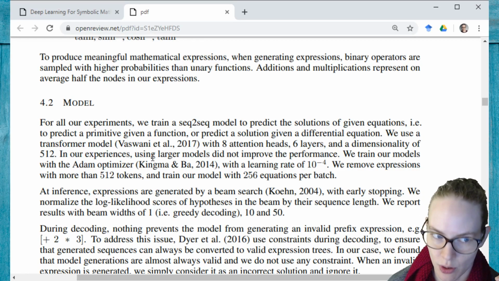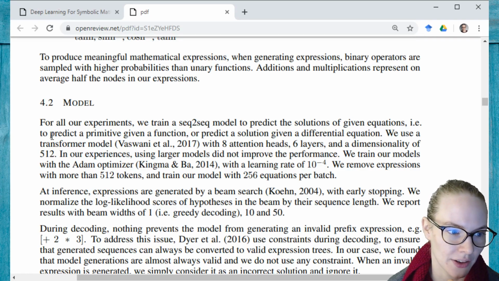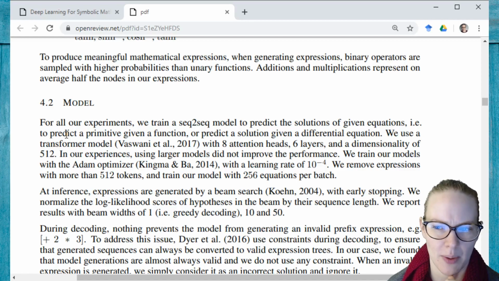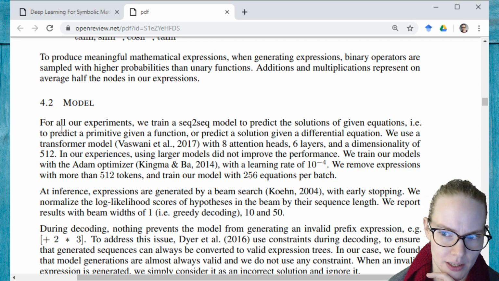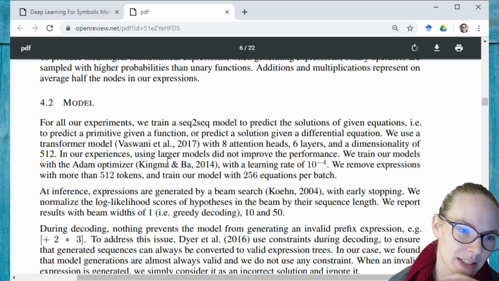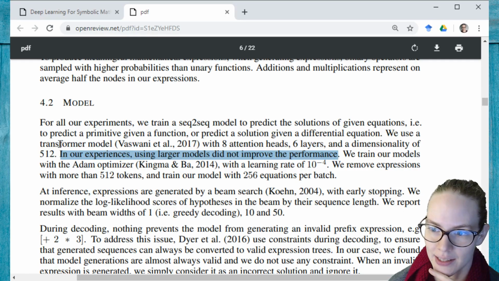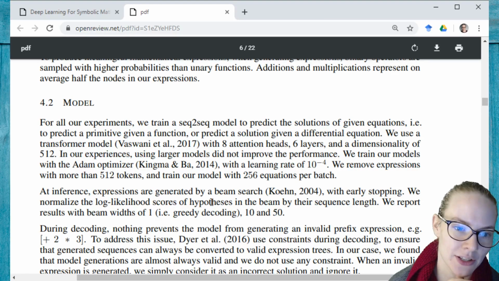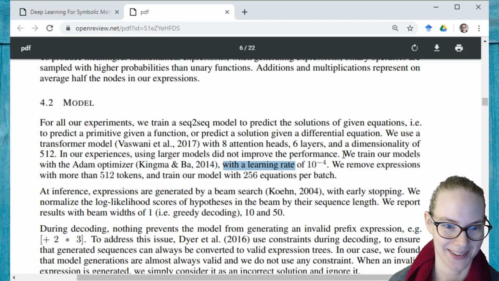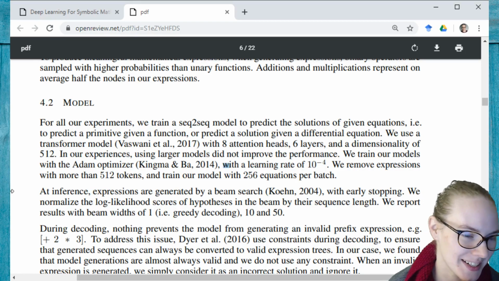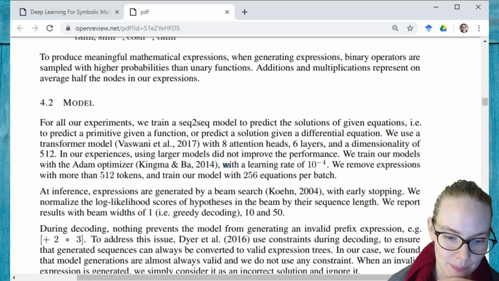We use a transformer model, Vaswani et al. 2017, with 8 attention heads, 6 layers, and a dimensionality of 512. I think that's the same as in the Vaswani paper. Or at least it's very similar. It's not much bigger, for example. In our experiences, using larger models did not improve the performance. Interesting. That is not typical in machine learning problems. We train our models with the Adam optimizer with a learning rate of 10 to the negative 4. Oh, constant learning rate. Spicy. We remove expressions with more than 512 tokens and train our model with 256 equations per batch.